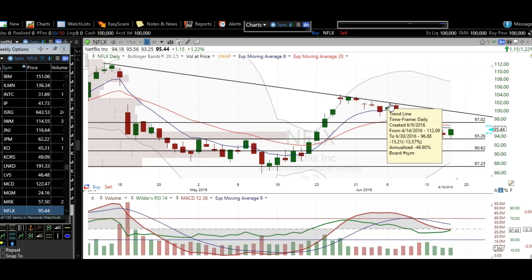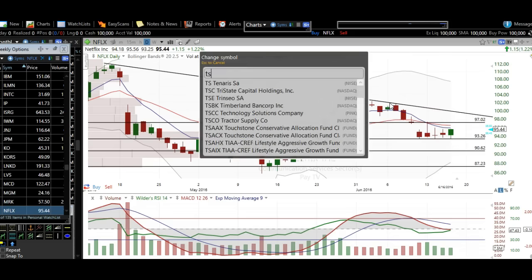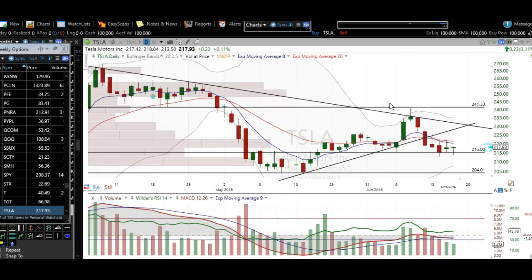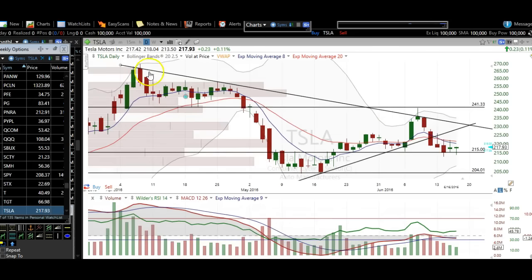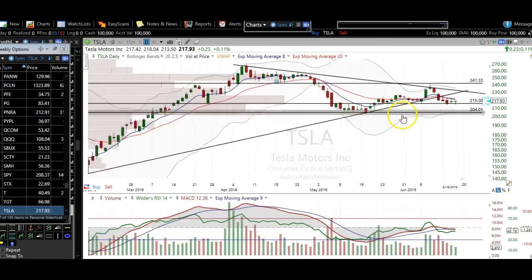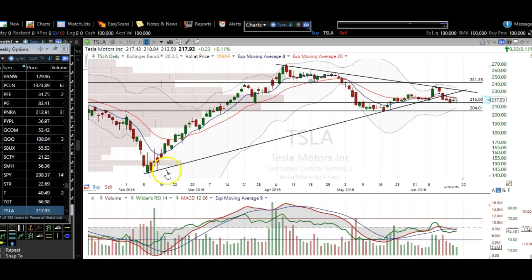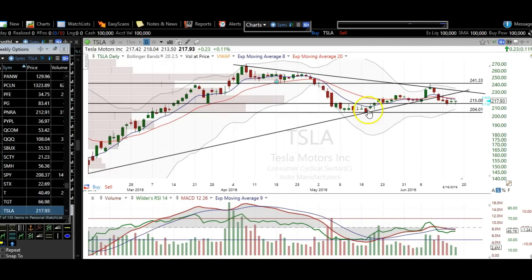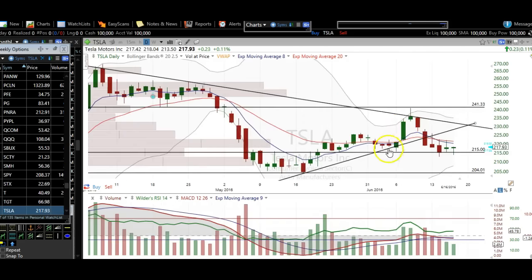Next I want to be covering is Tesla. So Tesla here, a couple things I want to note. We have a downtrend line right here that we got rejected at, and we also have an uptrend line from the February lows right here. We've got a touch right here, a few touches right here, and then we broke below it on this trading day right here, and as you can see, we came up, retested it, and got rejected.